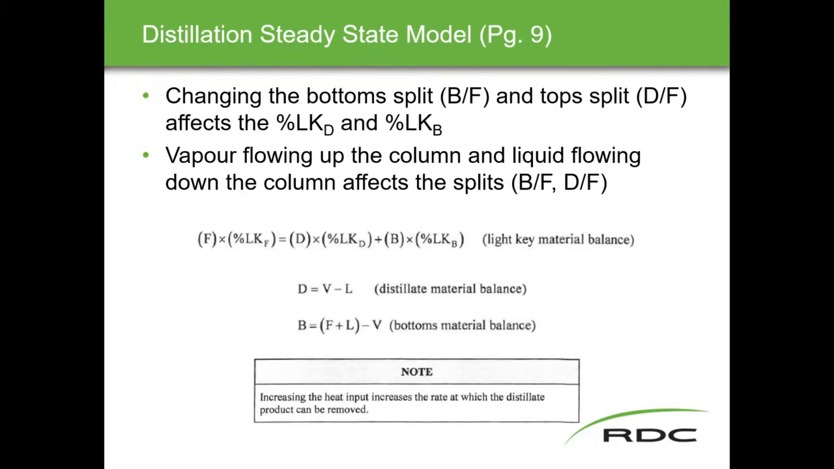Okay, the note says increasing the heat input increases the rate at which the distillate product can be removed. And I think we could probably close our eyes and visualize that. If we've got a container that has something in it that we want to separate and we turn the heat up, of course it's going to evaporate faster, right? Up to a point, of course, and then it becomes a problem, which we'll address a little bit later in the PowerPoint.